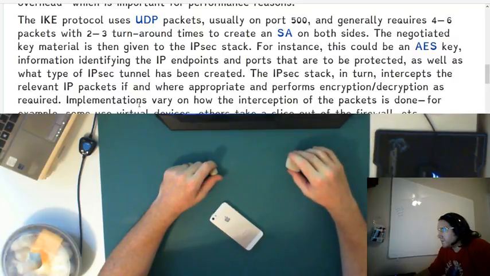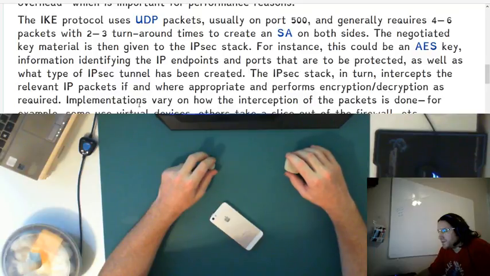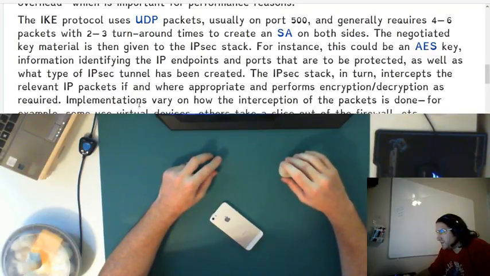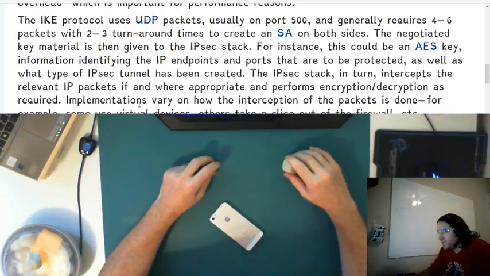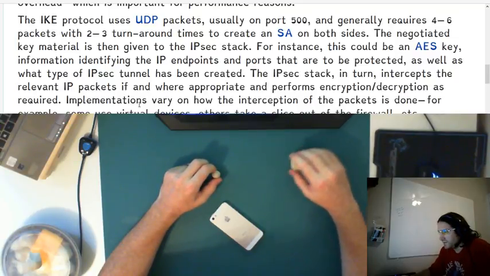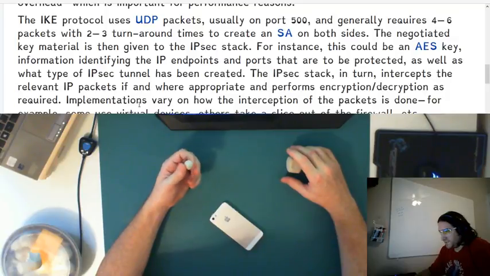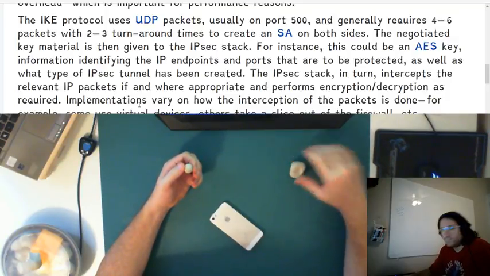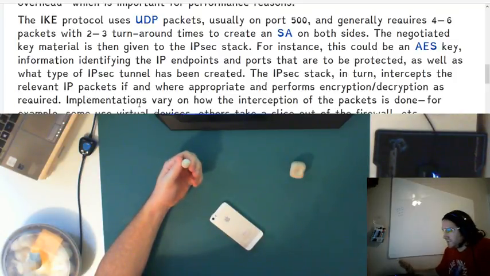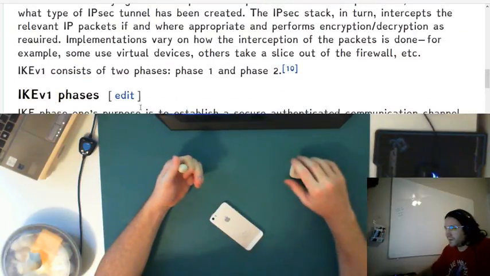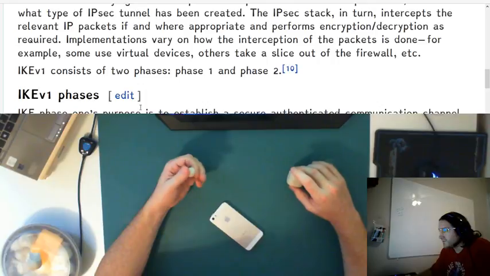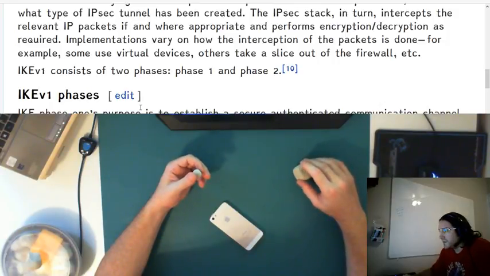The negotiated key material is given to the IPsec stack. For instance, this could be the AES key, information identifying the IP endpoints and ports that are to be protected, as well as what type of IPsec tunnel has been created. Then the IPsec stack, in turn, intercepts the relevant IP packets if and where appropriate, and performs encryption and decryption as required. Implementations vary on how the interception of the packets is done. For example, some use virtual devices, others take a slice out of the firewall, etc.